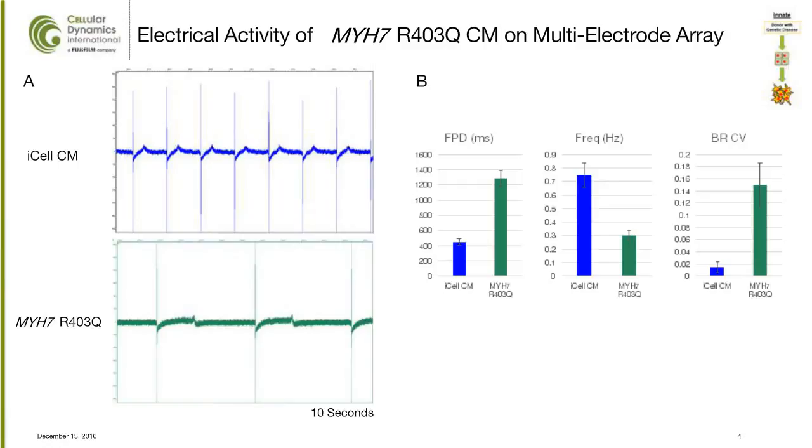This is consistent with a lower beat frequency relative to the control cells, and these cells also display increased occurrence of beating irregularity or arrhythmic events, as shown in the beat rate variation. So this is just an independent experiment that really confirms the impedance experiment, the same result: decreased beat rate and increased arrhythmic-like activity in the R403Q cells relative to control.